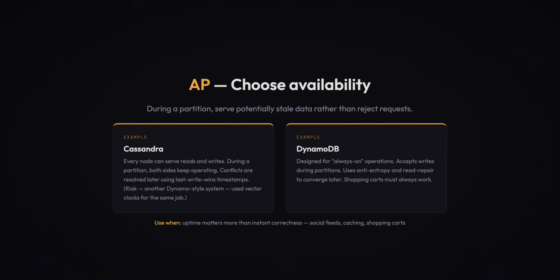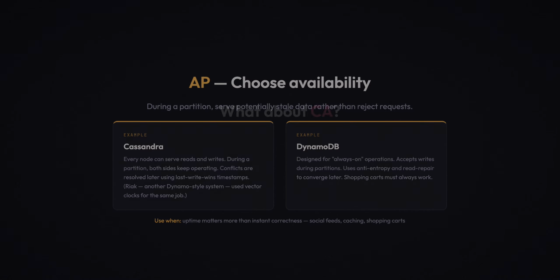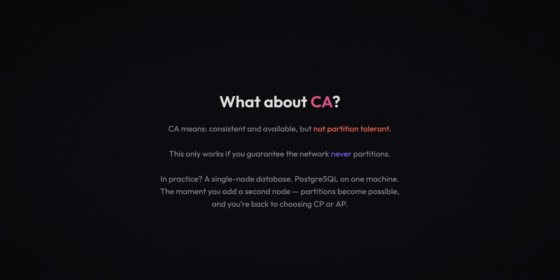This only makes sense if you can guarantee the network never partitions. In practice, that means a single node database. PostgreSQL running on one machine. It's consistent, it's available, and since there's only one node, there's no network to partition.